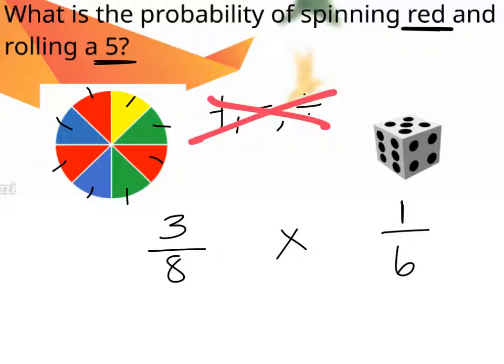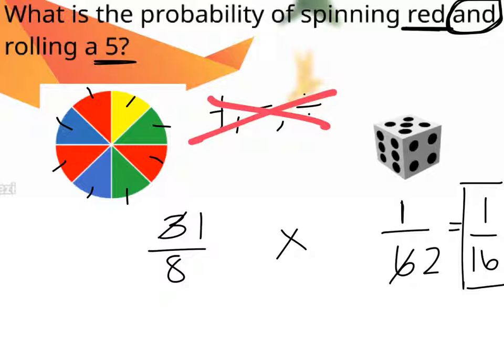So again, just like we've been practicing with our fractions, we're going to simplify. You could cross simplify or up and down simplify as long as it's a numerator and a denominator. So 3 and 6 have 3 in common. 3 goes into 3 once. It goes into 6 twice. 1 times 1 is 1. And 8 times 2 is 16. So the probability of spinning a red and rolling a 5 is 1/16. This is the big key word, knowing that it's compound probability. They want to know the probability of both events happening together.